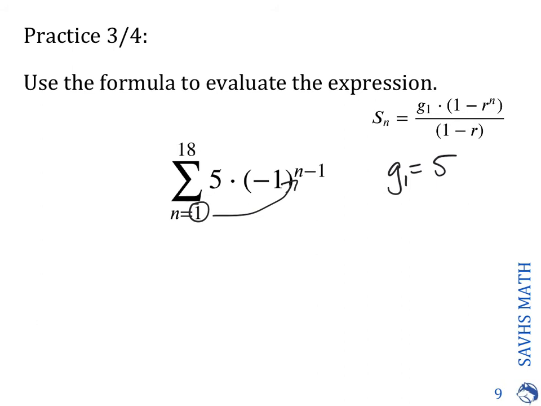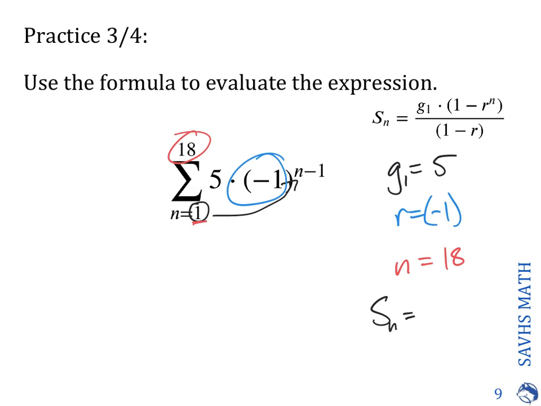What's our common ratio here? R is negative 1. It's the stuff in here. And the number of terms that we're adding together, N, is 18. It's the upper bound because the 1 is there. So we're adding up 18 terms together. So then our formula will look like this. Sn equals G1, which is 5, times 1 minus negative 1 to the 18th, all over 1 minus negative 1.